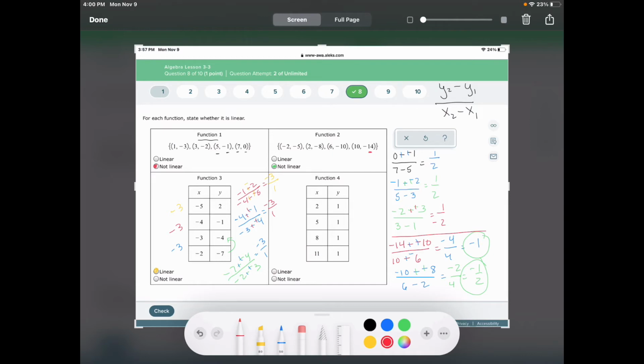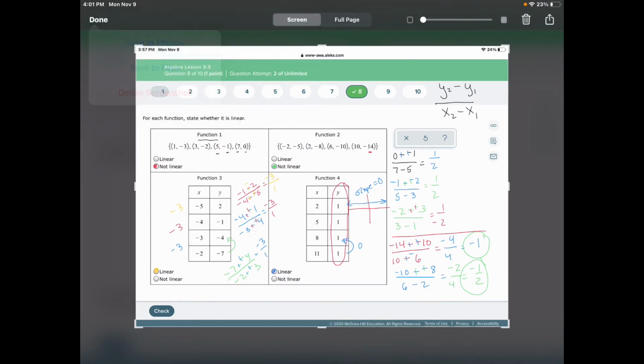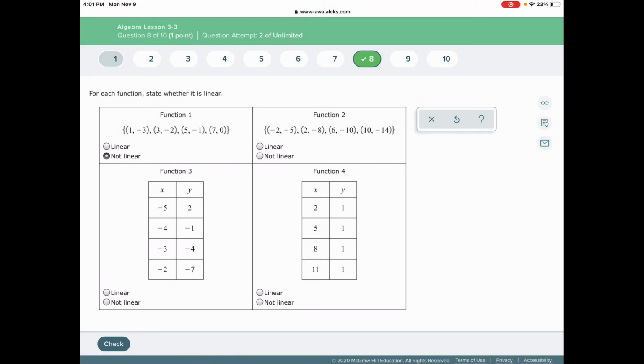And then I get over here and notice that y is all the same. When y is all the same, it looks something like this. Y equals 1. It's a horizontal line. We'd also calculate, every time we did, on the top 1 minus 1, we'd get 0 on the top of whatever. And so it would be 0. And that's not the undefined one. That's just slope is 0. And so that is linear. So I think we have no, no, and yes, yes. No, no, yes, yes.